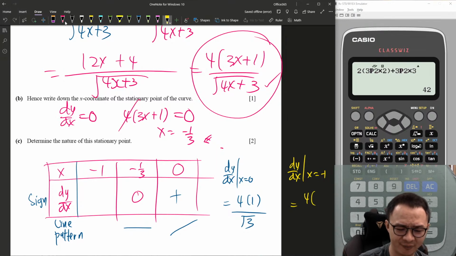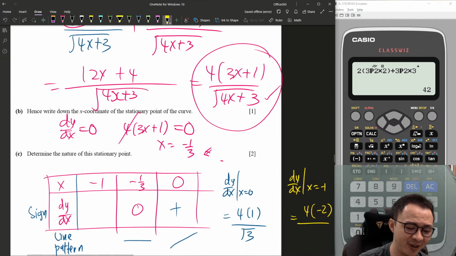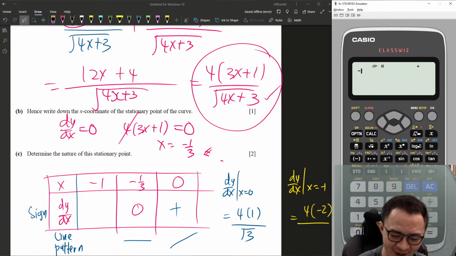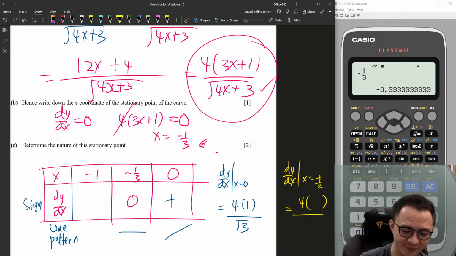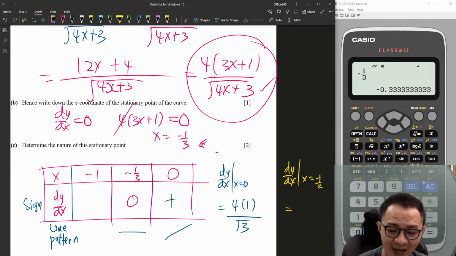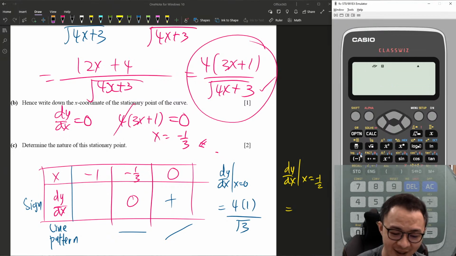This one is negative 2 over... It cannot be negative 1 because you get negative 4 times 3, you get a math error. I want to get some value which is a little bit smaller. Negative 1 over 3, decimal 0.33333, right? Maybe negative 1 over 2. Will I get a math error?